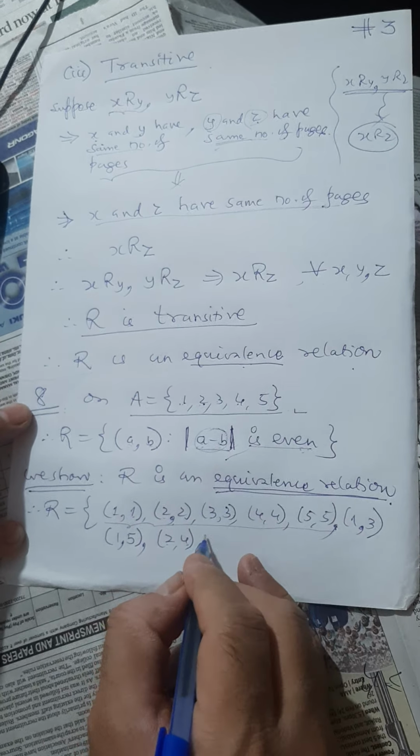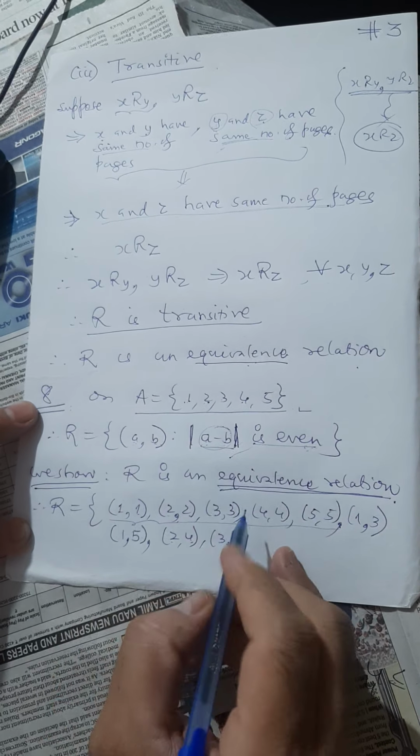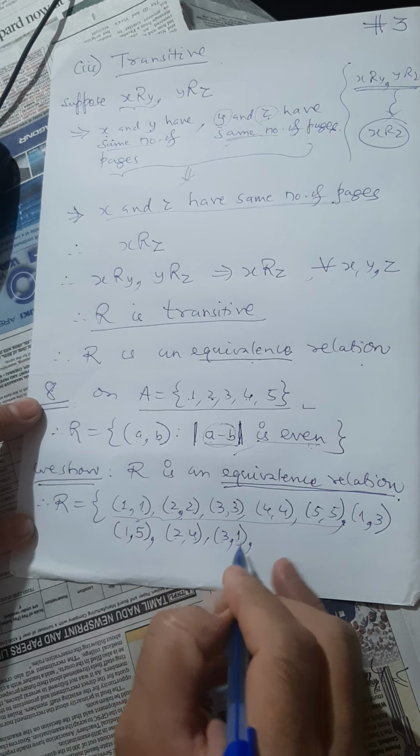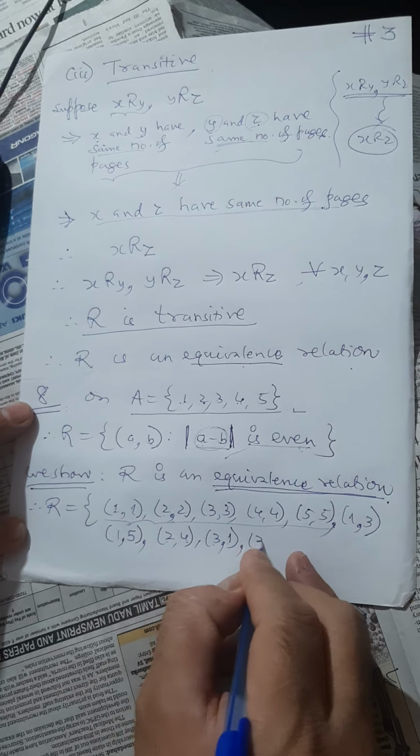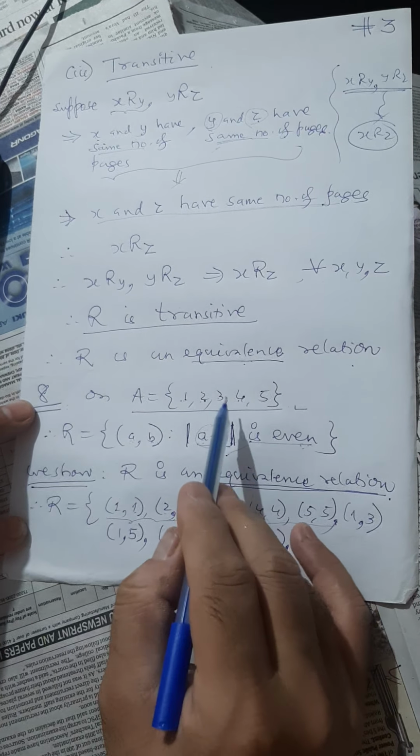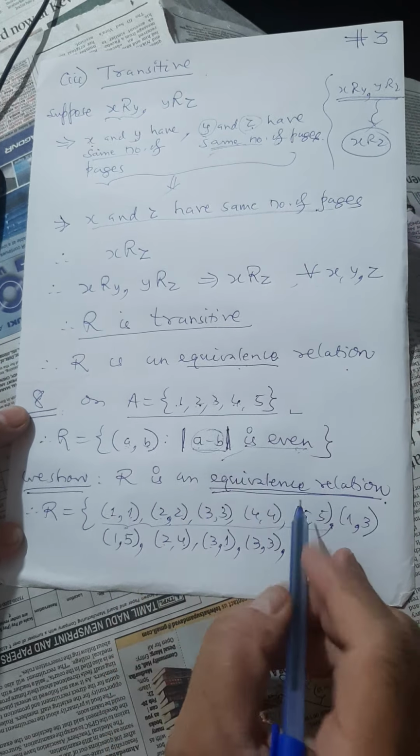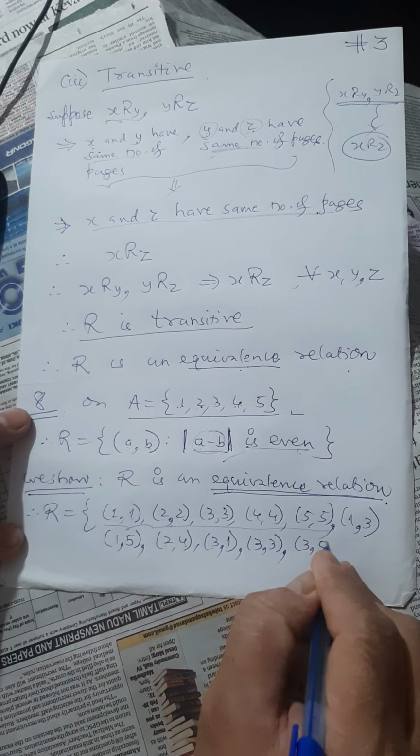(2, 5), no. Go to 3. (3, 1), yes, because 3 minus 1 is 2. (3, 2), no. (3, 3), yes. Can we take (3, 4)? No. (3, 5), yes, because the difference is 2.